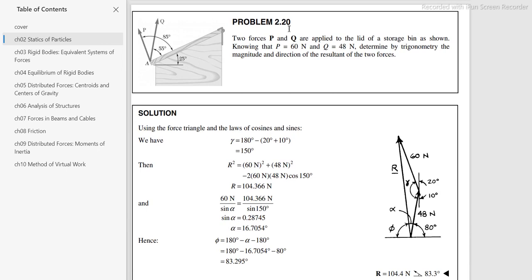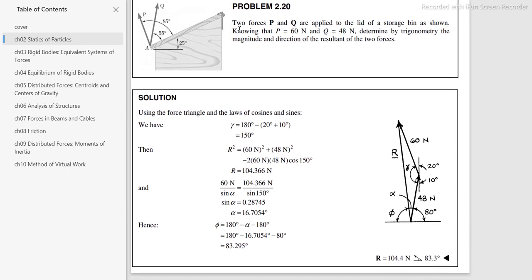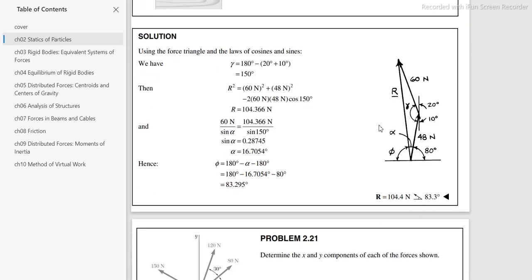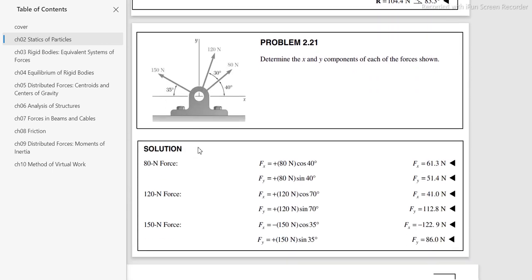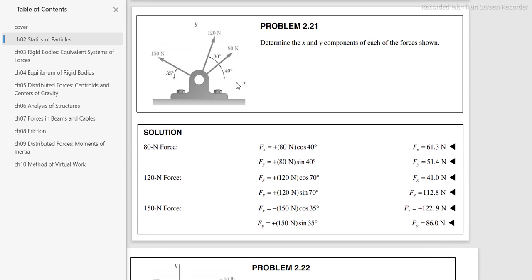Problem 2.20. Two forces P and Q are applied to the lid of a storage bin as shown. Knowing that P is 60 and Q is 48, the same question here. This is the free body diagram and the solution is. And problem 2.21, determine the x and y components of each of the forces shown.